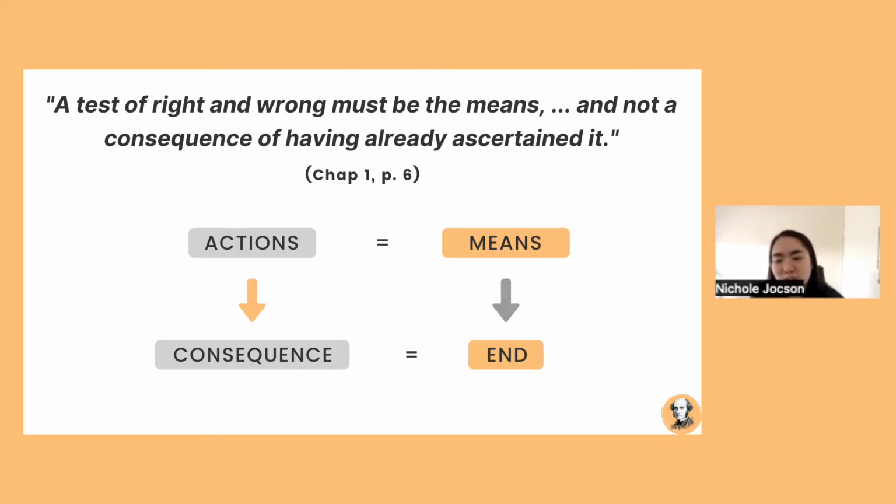Okay, so to answer the question, a test of right and wrong must be the means and not the consequence of having already ascertained it. It is important to understand that, according to Mill, actions are always done for the sake of an end. So the actions are the means while the end is the consequence. So we test the action to determine whether it is right or wrong in relation to the consequences.